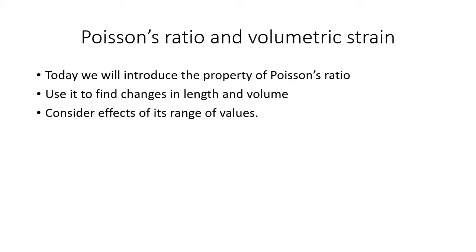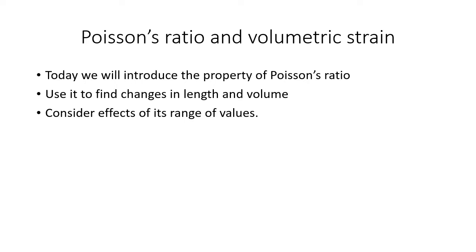Hello and welcome. Today I'm going to introduce a material property known as Poisson's ratio, and we can use this parameter to find out the change in length or volume of components. This Poisson's ratio can have a different value for different materials, and we'll see what the effects of those different values may be.